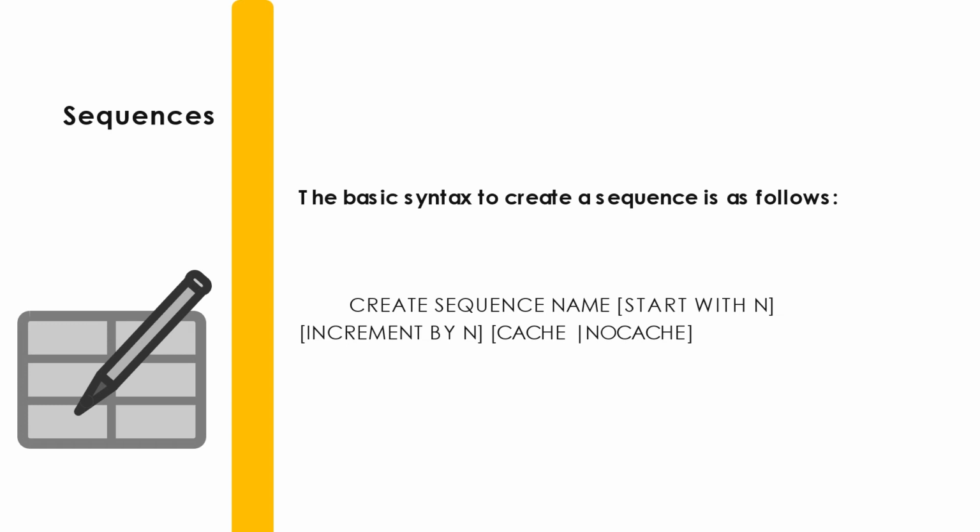Then the keyword increment by, which determines the value by which the sequence is incremented, and then the value n, which can also be positive or negative. And then cache or no cache indicates whether the DBMS will pre-allocate sequence numbers in memory. Oracle uses nocache as one word and pre-allocates 20 values by default.